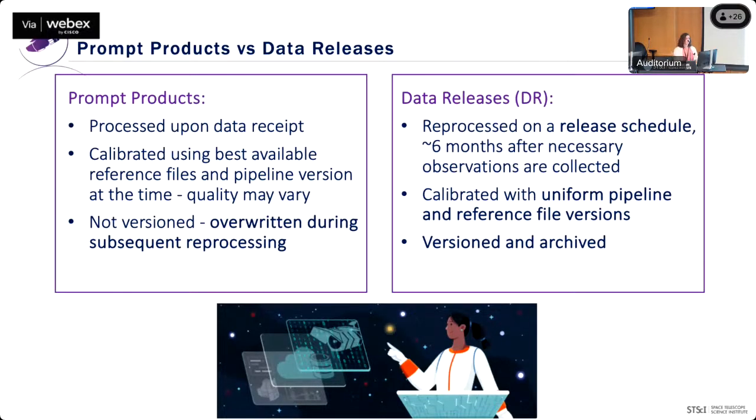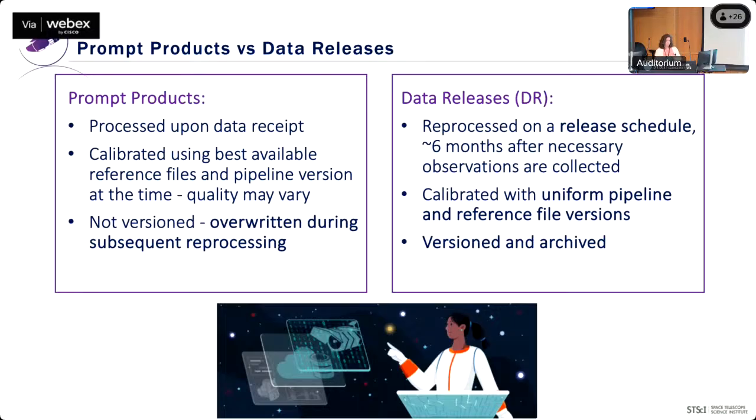Roman is a survey mission, so we'll have 2 kinds of products. We'll have prompt products and data releases. The prompt products will be processed upon data receipt, and clearly they will be calibrated using the best available reference files and pipeline version at the time of receipt. Which means that the quality may vary if you're looking at all the data in a survey that lasts more years. In addition, these are not versioned. So if we reprocess them, they get overwritten and you'll only be able to retrieve the latest version from the archive.